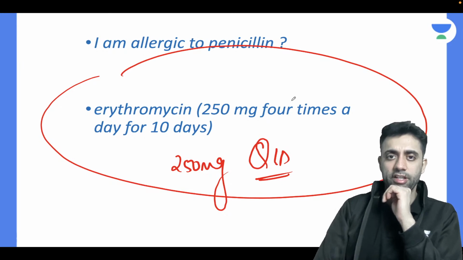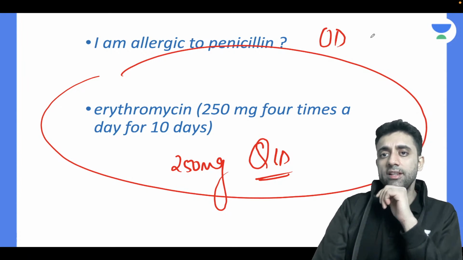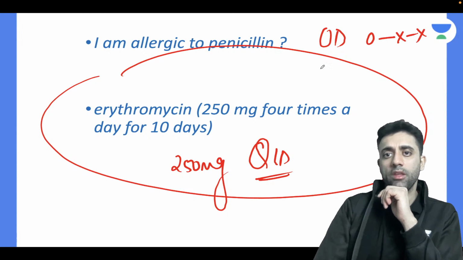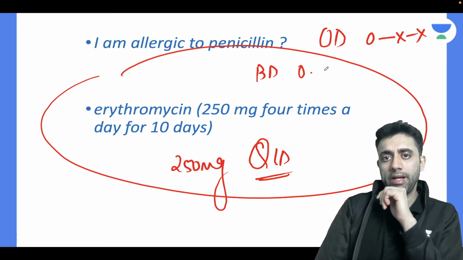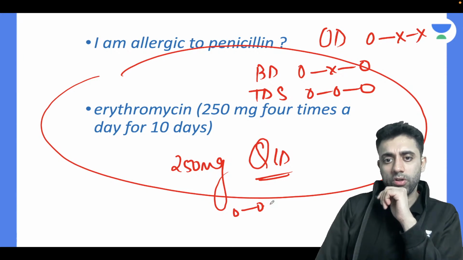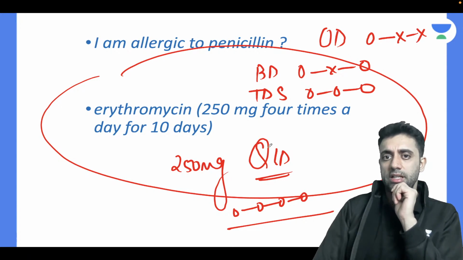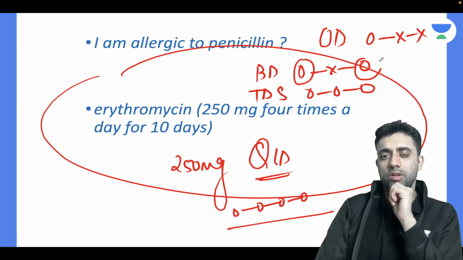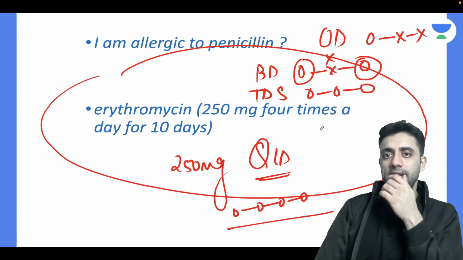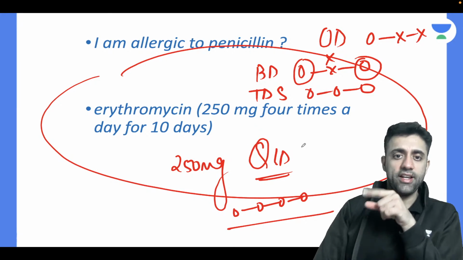QID is 4 times a day. You know that, right? OD is once a day. BD is twice a day. TDS is thrice a day. QID is 4 times a day. That's how we write it. One tablet to be taken in the morning, one tablet at night, no tablet in the afternoon, like that. So OD, BD, TDS, and QID.